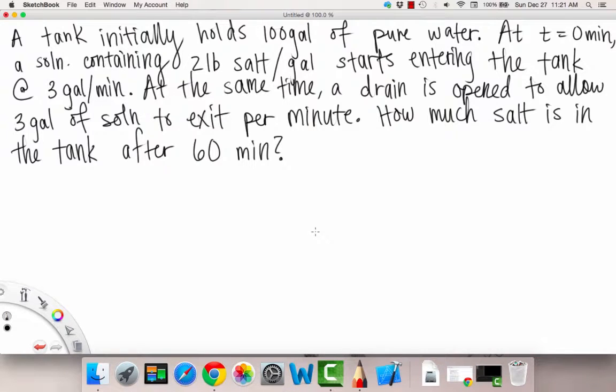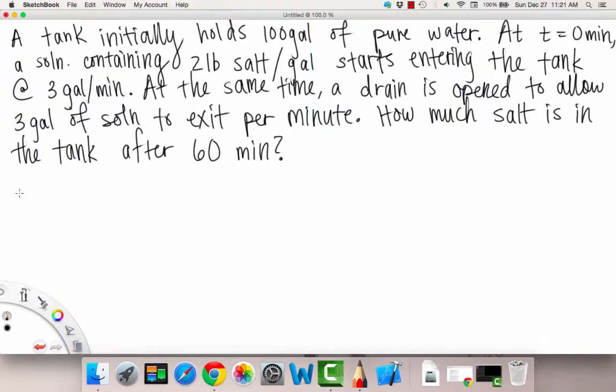Alrighty, so here's our problem. It says a tank initially holds 100 gallons of pure water. At t equals 0 minutes, so at the beginning of time, a solution containing 2 pounds of salt per gallon starts entering the tank at 3 gallons per minute. That's a rate, right? A volume rate. At the same time, a drain is open to allow 3 gallons of solution to exit per minute. That's to keep the volume constant at all times, because then we'll have 3 gallons entering per minute and 3 gallons exiting. Okay, how much salt is in the tank after 60 minutes?